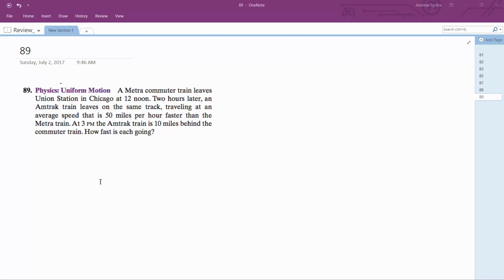So we've got a Metra commuter train, and that leaves at noon. Then 2 hours later, an Amtrak leaves, traveling at an average of 50 miles an hour faster than the Metra. At 3 p.m., the Amtrak is 10 miles behind the commuter train. How fast is each train going?